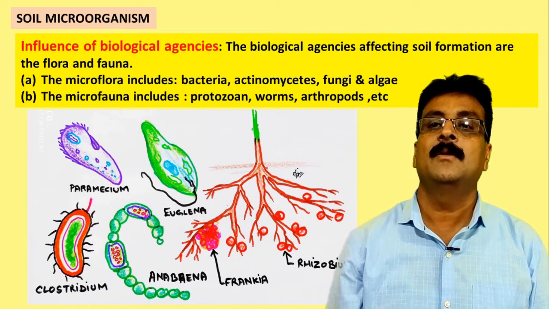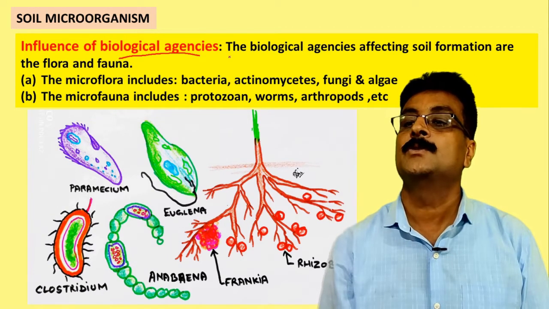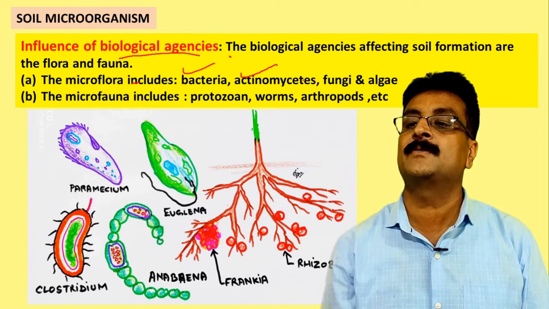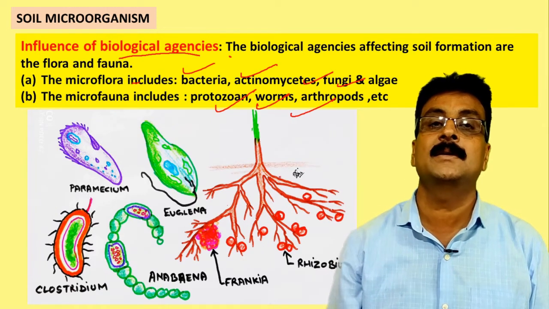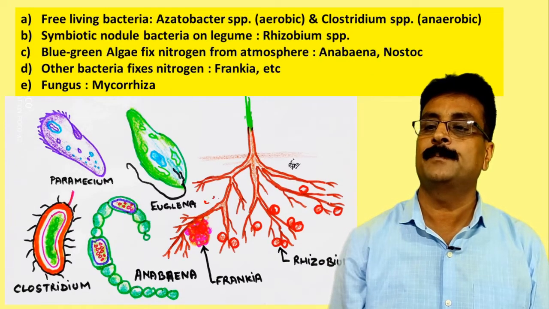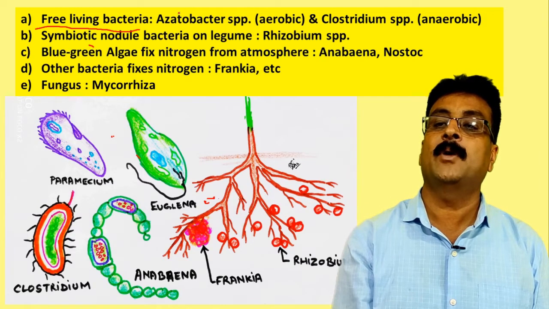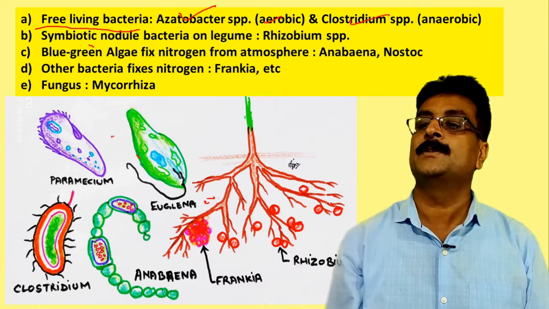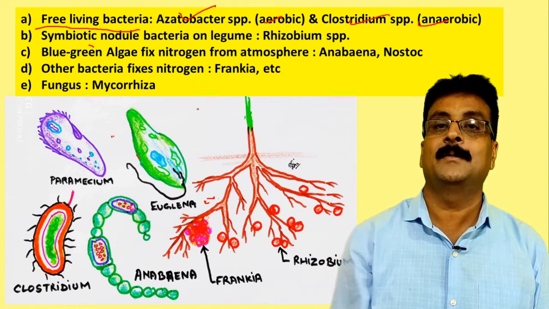Let's come to the biological, where we have soil microorganisms. The soil microorganisms influence the biological agency affecting soil formation: microflora, bacteria, actinomycetes, fungi, algae, protozoa, worms, arthropods. These are all very important biological formations for the soil. Let's have a very quick revision. Free living bacteria are very important because they fix nitrogen. Azotobacter is aerobic, then Clostridium is anaerobic. These are free living bacteria, helpful for the soil biological properties.